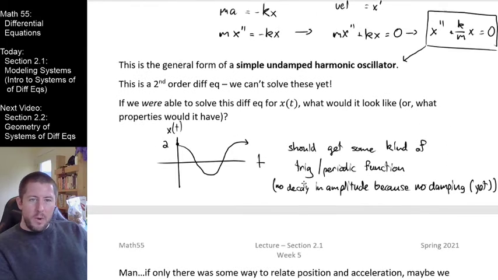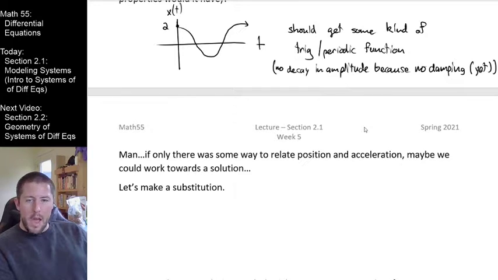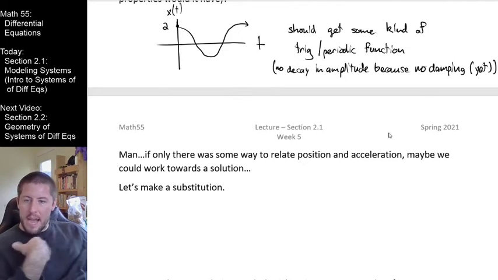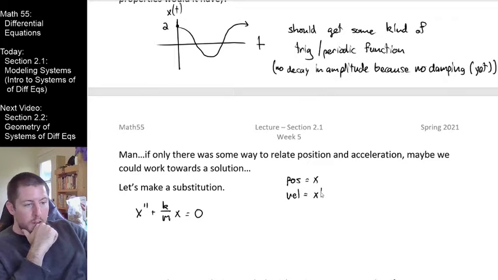Man, I wish I could solve this equation, you know? I wish I could solve this equation right here for x. It would be super cool if we could. If only there was some way that position and acceleration were related, maybe we could come up with some equation. Do you know something that relates position and acceleration? I think I do. We're working with this equation here. I know that position is x, velocity is x prime, and acceleration is x double prime.